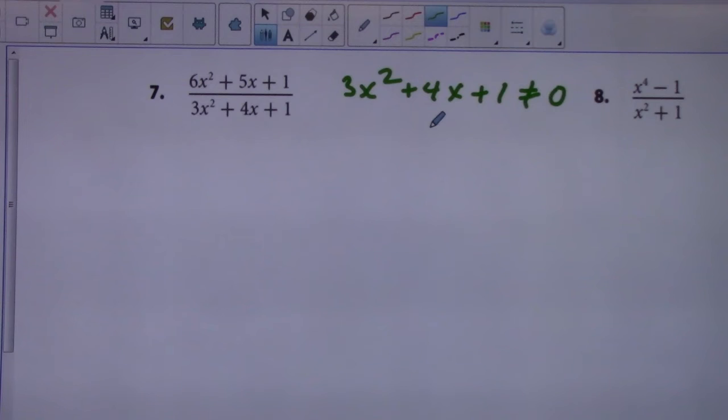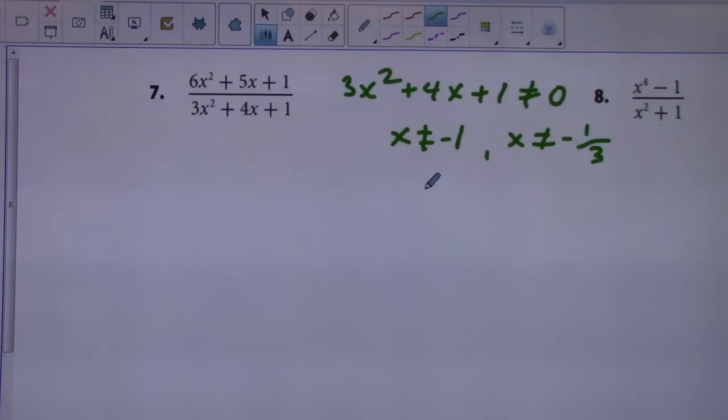I don't know exactly how she did, maybe she found the zeros. So what she did is she put as her excluded values, x cannot equal, did you say, -1? And x cannot equal -1/3. And so she had this written down, and I didn't really see her showing work for it.